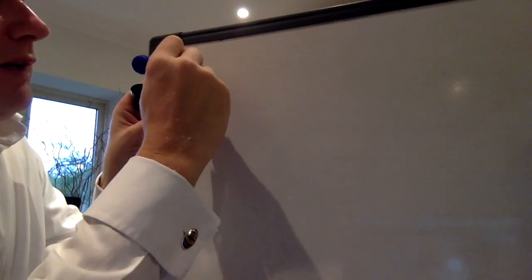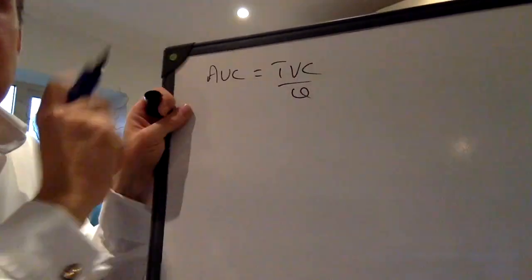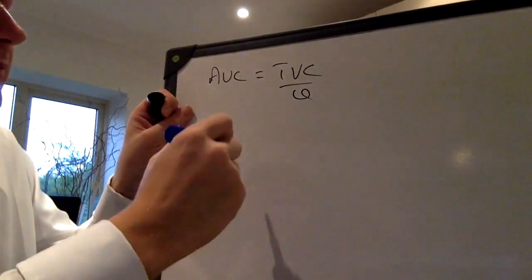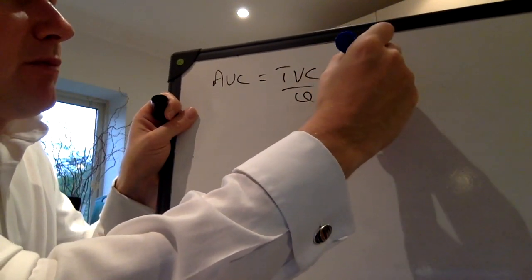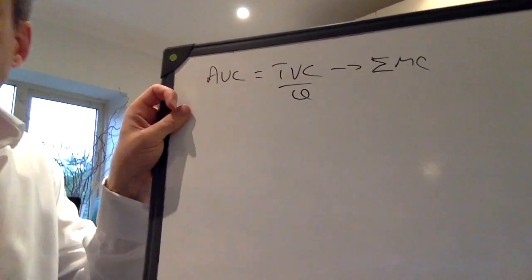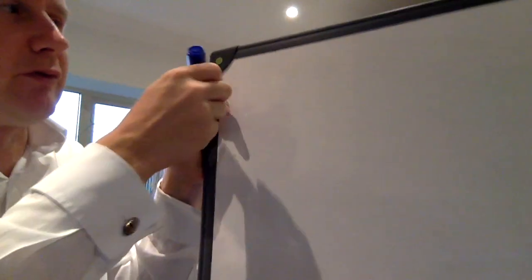What we know is that average variable cost must be your total variable cost divided by the number of units that you make. And we know that total variable cost is the sum of marginal costs. We add up all the marginal costs. So all we've got to do is add up our marginal costs and divide by output. That sounds very complicated, but if I show you, you'll see that actually it's quite straightforward.